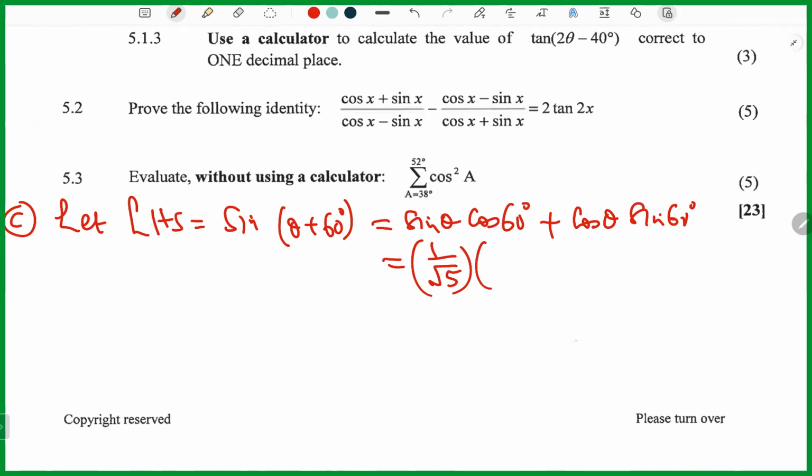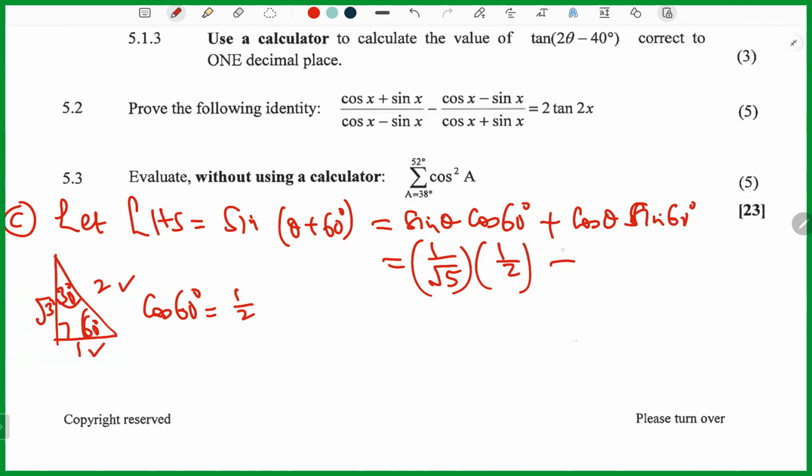The special angles are to be remembered, because you know that if this is 60 degrees, this is 30 degrees, and this is 2, this is the square root of 3, this is 1. So the cosine of 60 degrees becomes the adjacent over the hypotenuse. So this is the adjacent, this is the hypotenuse. So it becomes exactly 1/2.